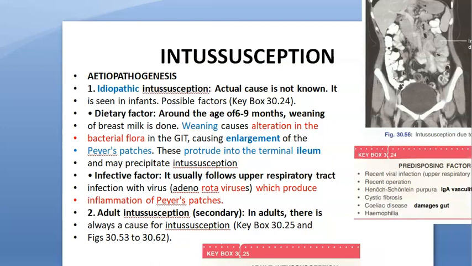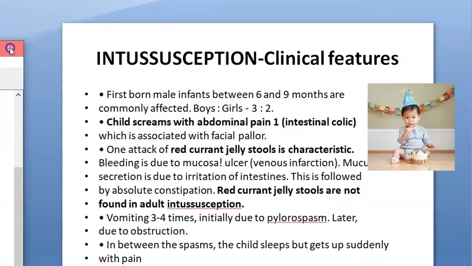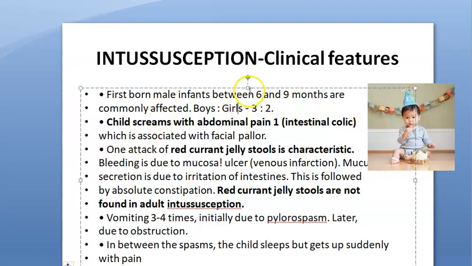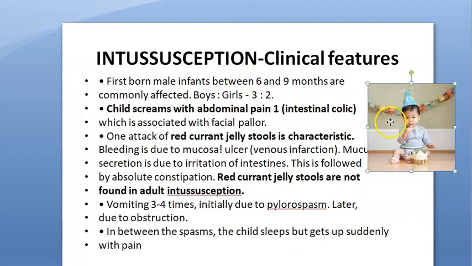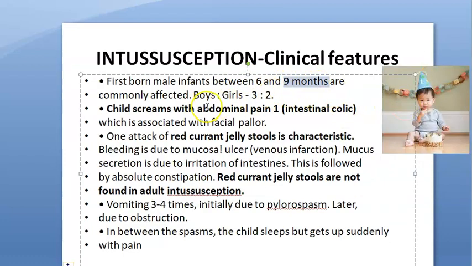We are looking at intussusception in this video. So next, now let us look at the clinical features. It can be a firstborn male infant, usually around 9 months. We told you, right, when they start weaning or they start the complementary feed. Boys are affected more, okay.